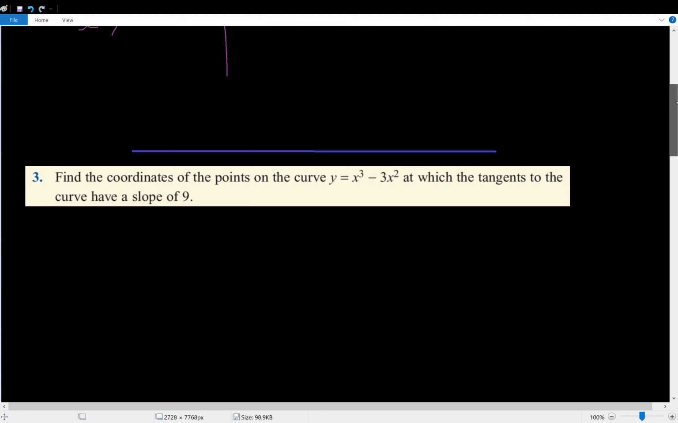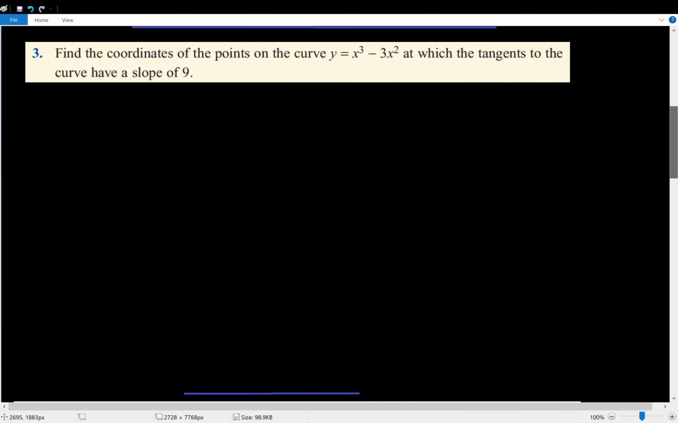So in question 3, we've to find the coordinates of the points on the curve y equals x cubed minus 3x squared at which the tangents to the curve have a slope of 9. You notice this time they used plurals both times, points and tangents. So we're expecting to get two different values out for this.